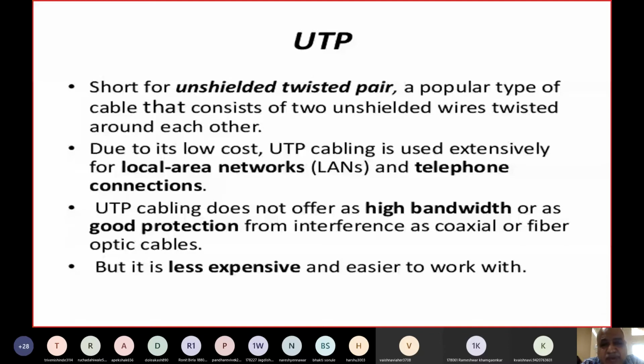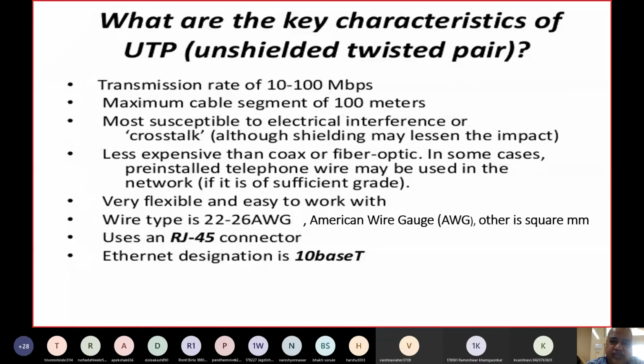But because of the development of UTP, especially category cables, or what are called CAT cables, now it is possible, if you use a Cat6 cable, to transmit up to 10 Gb of data using UTP cable. So here it has good protection from interference when compared to the coaxial cable, but certainly when it comes to interference, fiber optics is the best option, and UTP is less expensive and easier to work with. These are some of the characteristics of this cable.